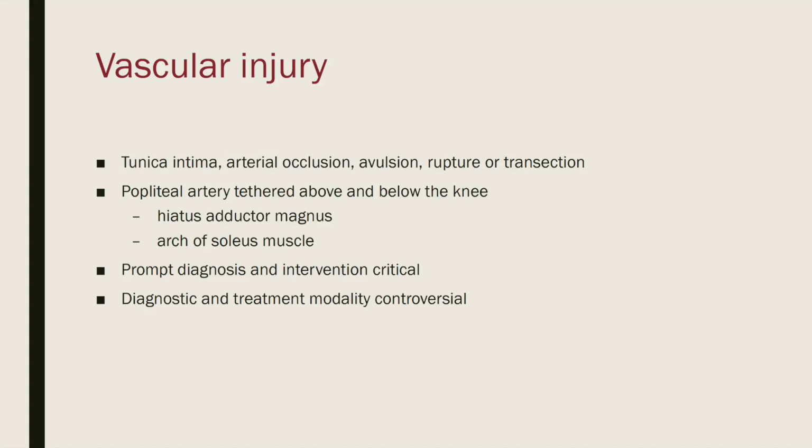So the first thing that we have to look at is a potential vascular injury, and this can come in a variety of guises. It can be a tunica intimal tear, it can be an occlusion, an avulsion, a rupture, or a transection of the popliteal artery. And the problem with the popliteal artery is that it's tethered above and below the knee. Clearly prompt diagnosis and intervention is critical, and it's still controversial how to diagnose and treat these.